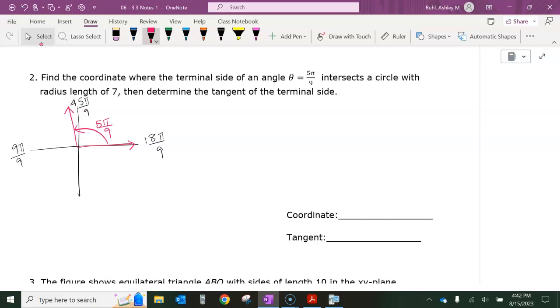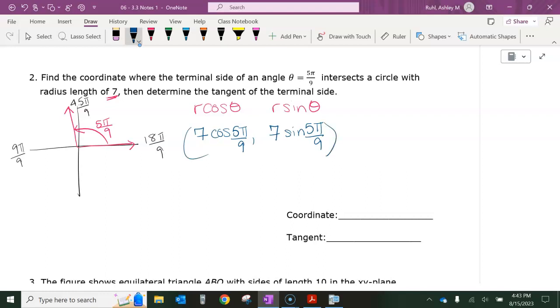So what I have here is I'm going to use this information. I have a radius of length 7. Don't overcomplicate it. As I gave you, it's r cosine theta, r sine theta. So now that's going to get me 7 cosine 5 pi over 9 and 7 sine 5 pi over 9. Okay, this is what I would get for those. Now, I'd have to put that in my calculator to get the actual coordinate, because I might have to reduce that down and figure out what I've got.